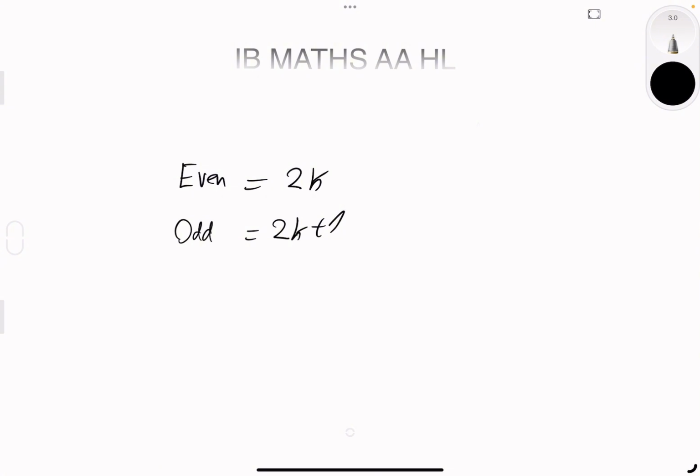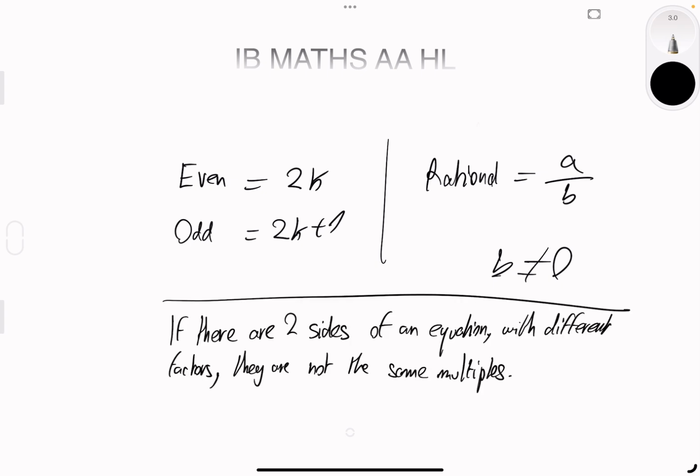If you want to represent a rational number, you could say that your rational number would be a over b, where a and b are integers and they have no common factors, and of course b is not equal to 0. You also might want to know that if there are 2 sides of an equation with different factors, they are not the same multiple. That's going to help you in some demonstrations of proof by contradiction.